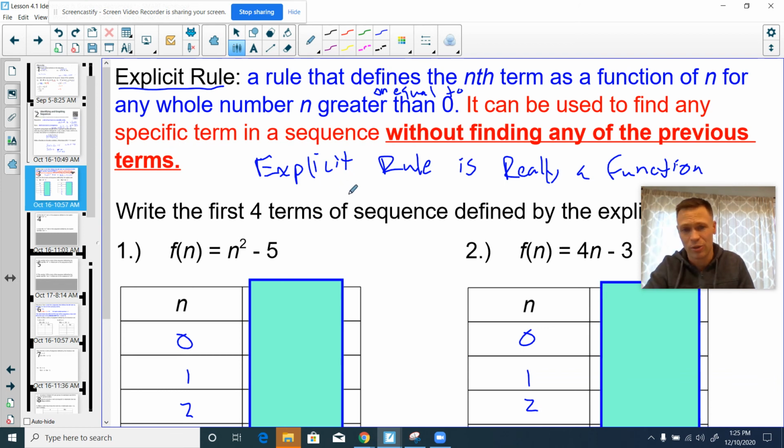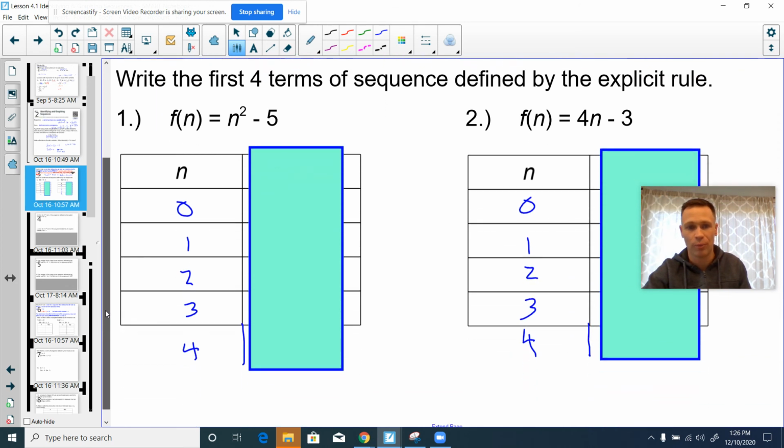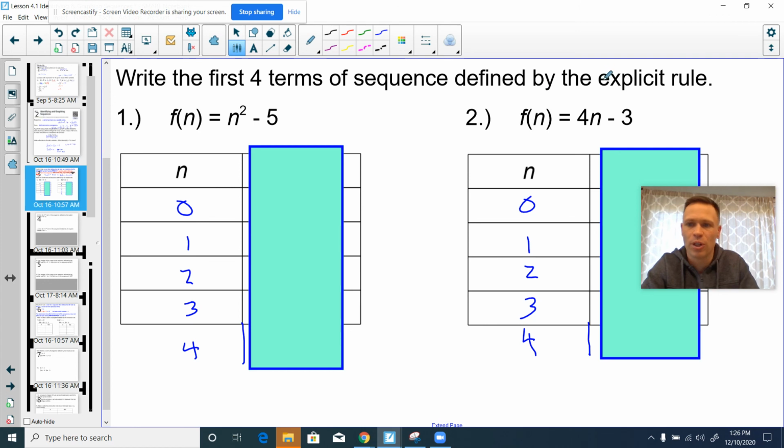So explicit rule sounds really complicated, but it's just a function that we're using, right? Except all of our functions are going to start at 0. We're always going to start at 0 with this, and that's going to make more sense later on when we do some graphing. It says write the first 4 terms of the sequence defined by the explicit rule. Remember, it's just a function.